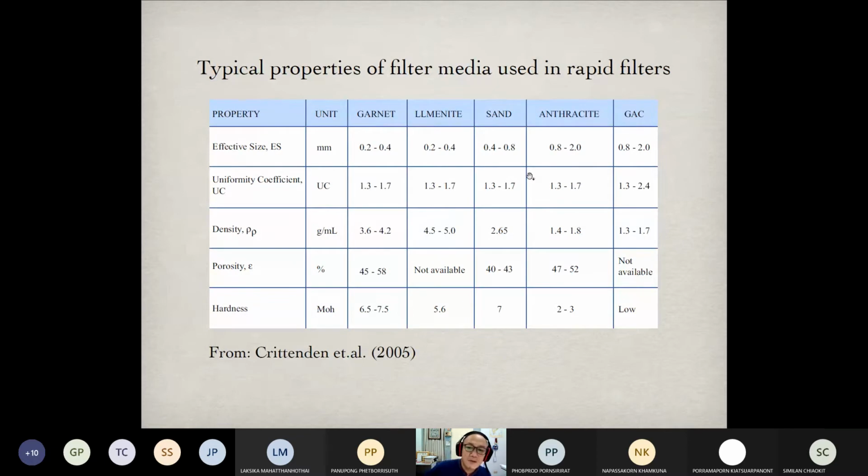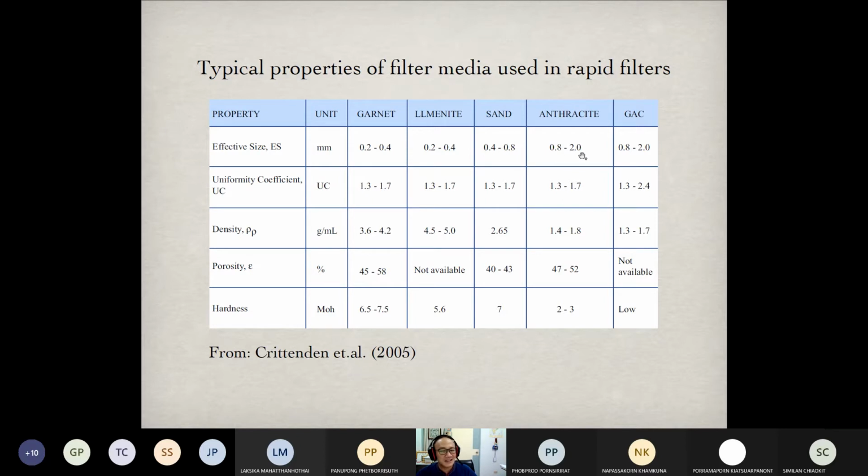These are the typical properties of the filter media used in the rapid sand filter. Sometimes we use garnet, or sometimes we use laminate. Sand is the most commonly used. Anthracite. GAC is the granular activated carbon. The effective size of the sands is normally between 0.4 to 0.8.